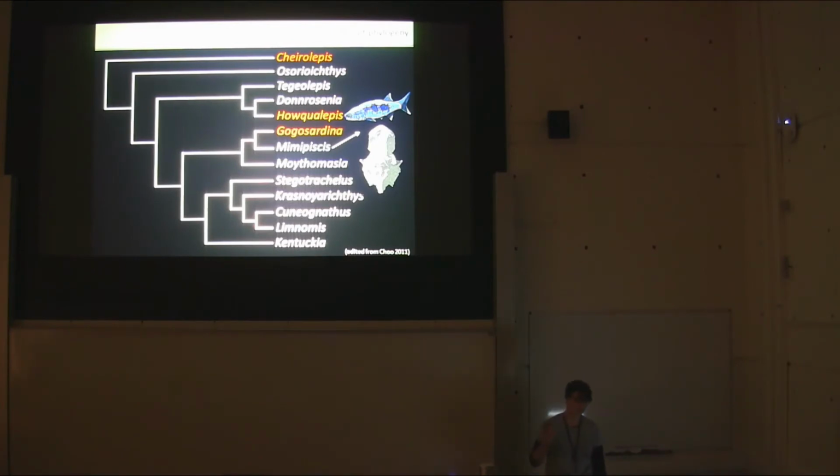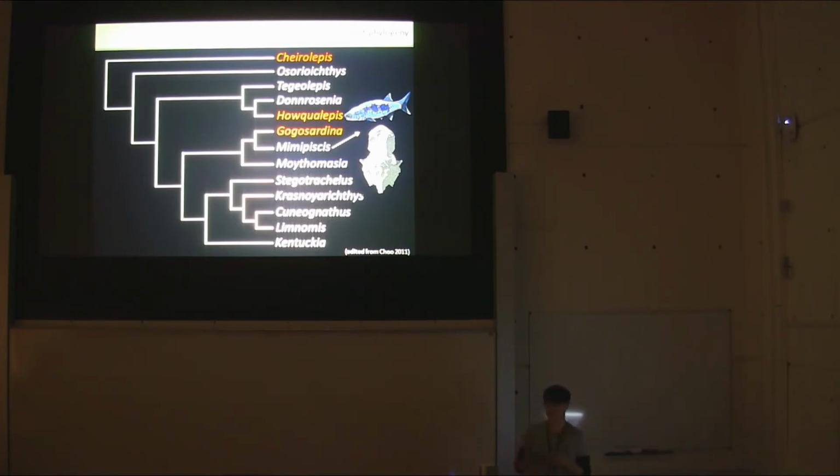The taxa I've highlighted in blue, we only have very good endoskeletal descriptions for Mimipiscus and Moythomasia. Mimipiscus is this thing here, so this is its brain case, and this is a reconstruction by Brian Choo. We have partial brain case data for Cheirolepis, Howqualepis, and Gogosardina, but either it's not very well described or it's not very well preserved.